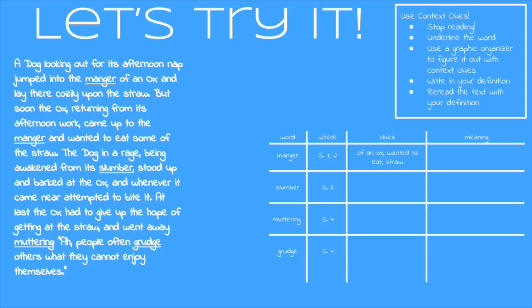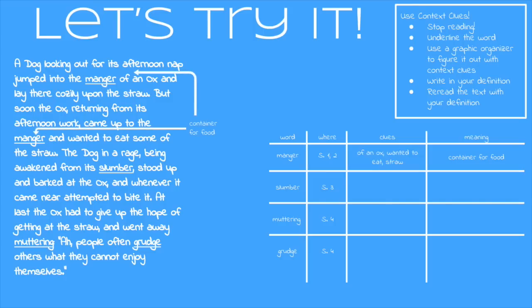So I'm guessing that the meaning has something to do with like a container that holds the ox's food. So I'm going to go ahead and write that down. It's a container for food. Now that I've got it in my graphic organizer, I can write it over by the text so that when I'm rereading later, I can see it right there. It's a container for food.